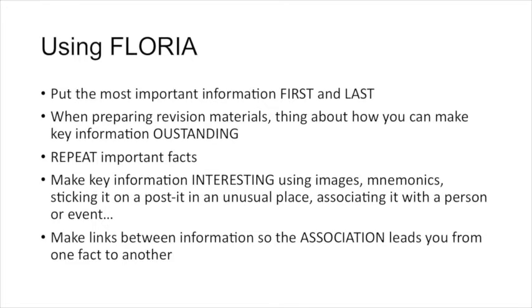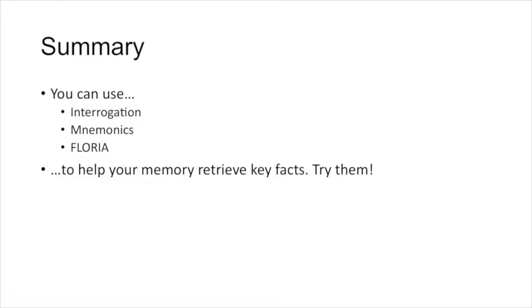And lastly, make links between the information so that the association leads from one fact to another and makes it easier to remember that link and the narrative between them. So, 3 techniques for you to use, and hopefully they'll help you get the best from the memorization aspect of your revision. Interrogation, ask why. Mnemonics, use the first letter and get words that really help it lock into your brain. And Floria, first, last, outstanding, repeated, interesting, etc. Help your memory to retrieve those key facts. Try them for yourselves now, see how you get on.